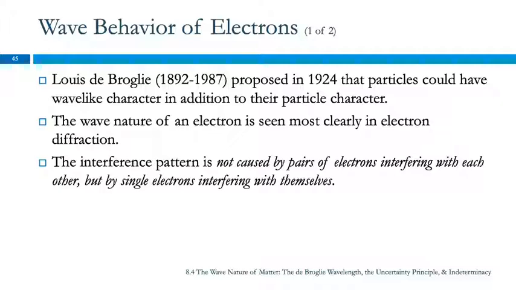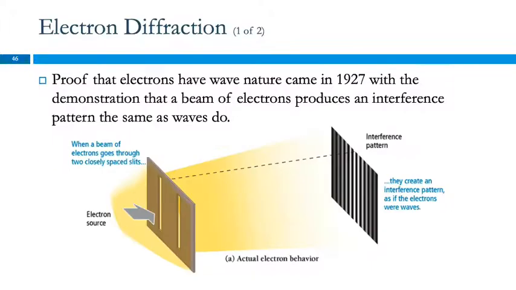What's very, very trippy about this is that the interference pattern we see is not caused by pairs of electrons interfering with each other. It's not one electron wave interfering with another electron wave. It's one electron interfering with itself as it goes through two slits at the same time, because it's a wave, not just a particle. Doesn't seem possible.